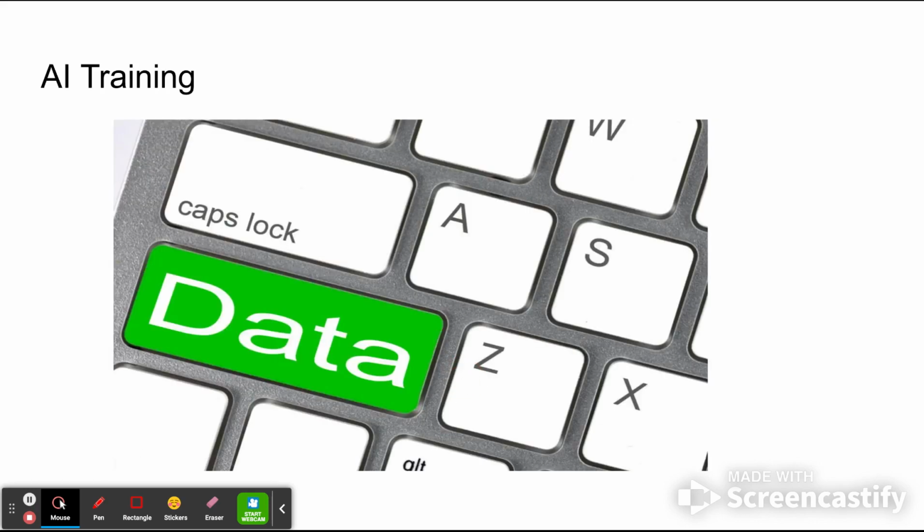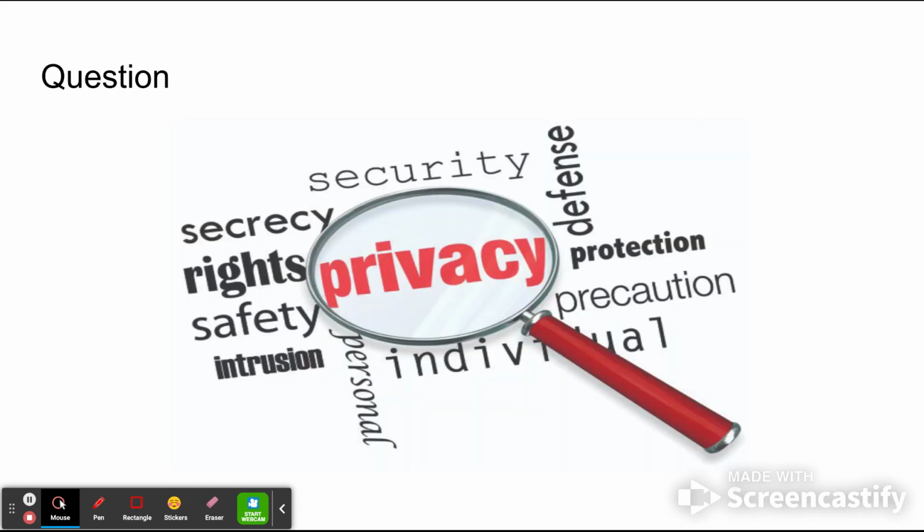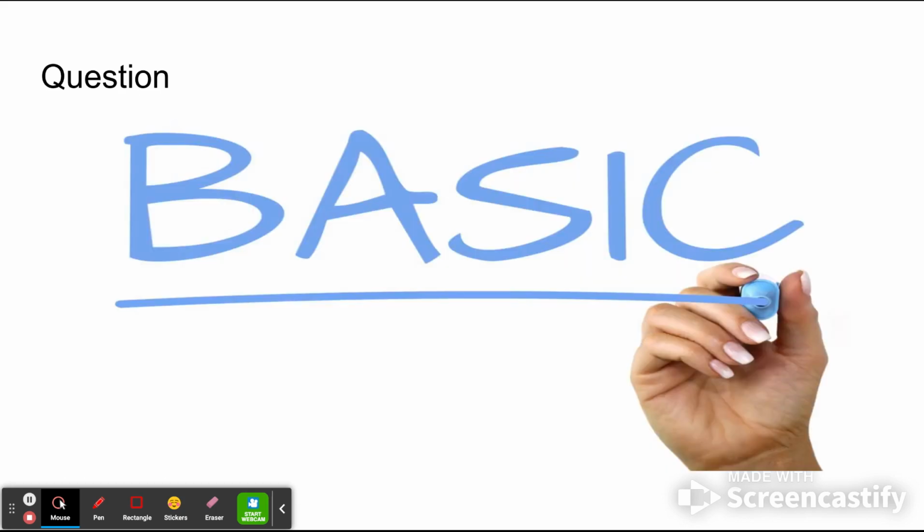Next, we want to look at AI training. AI is trained on data. Algorithms are put into an AI system, which then allows it to perform what you want it to perform. How does this affect our privacy and security? How can we wrap our minds around something so big and make it more basic for us to understand?